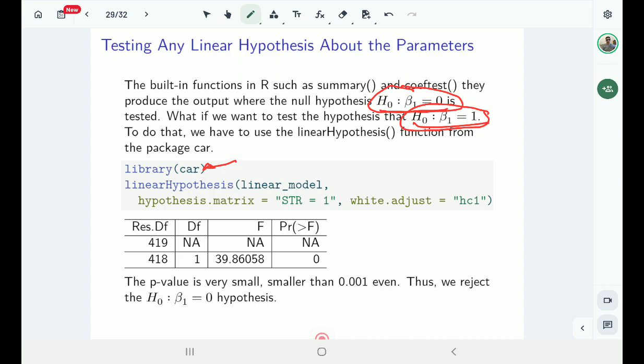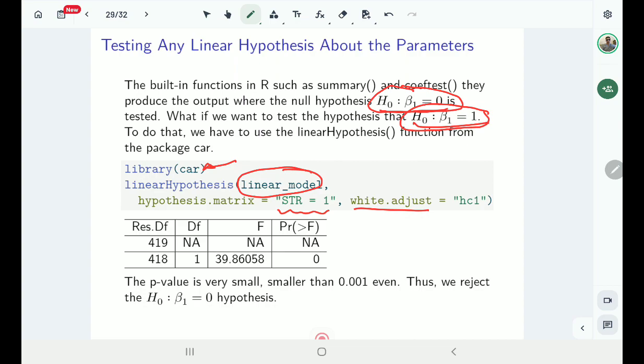This is very simple. You have the linear regression model, which we suppose you have already estimated. You just supply it, and your hypothesis is that beta 1 is equal to 1, for example. So you basically say, instead of beta 1, it's a bit strange, you actually write the variable which is multiplied by beta 1. Okay, you say STR, the coefficient of STR is equal to 1, and then you say white adjust.